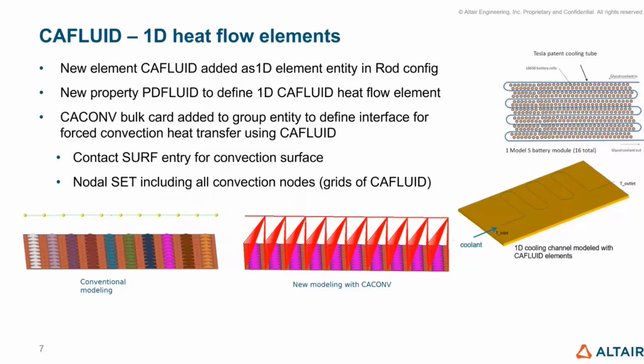CAFLUID is basically a 1D heat flow element where you could define the heat flow between the surface and a set of grids which are defined through the 1D elements, and these elements are like the CAFLUID. So in heat flow, CACONV is a bulk card where we used to define the 1D heat flow between the surface and the 1D elements. So here we could see the conventional way of modeling it.